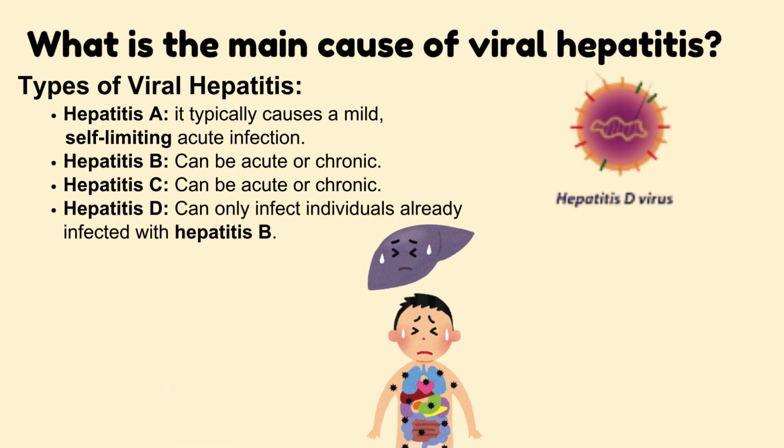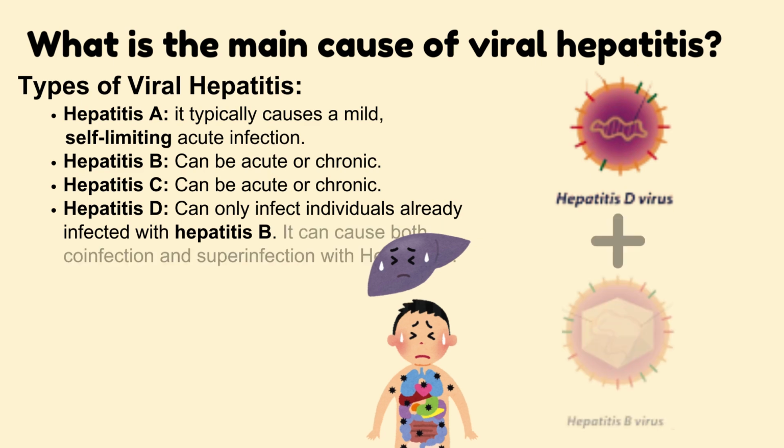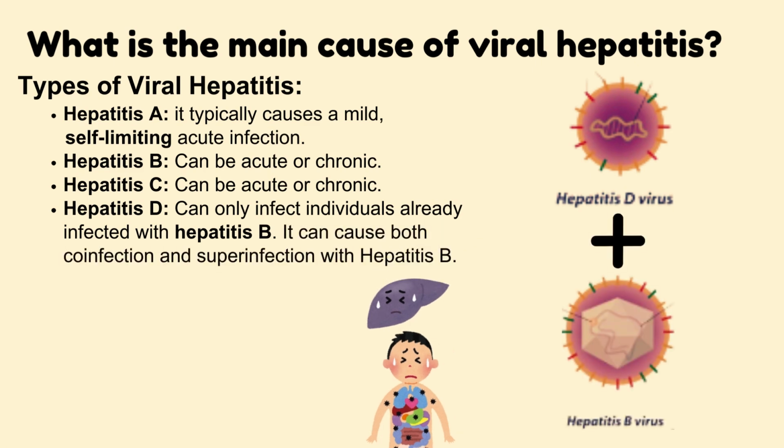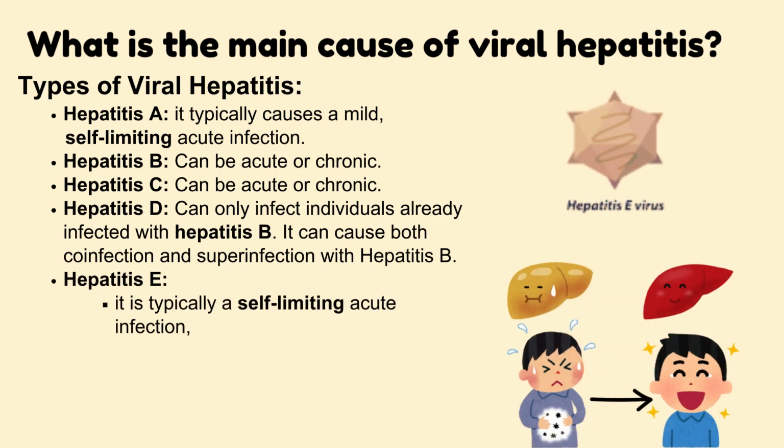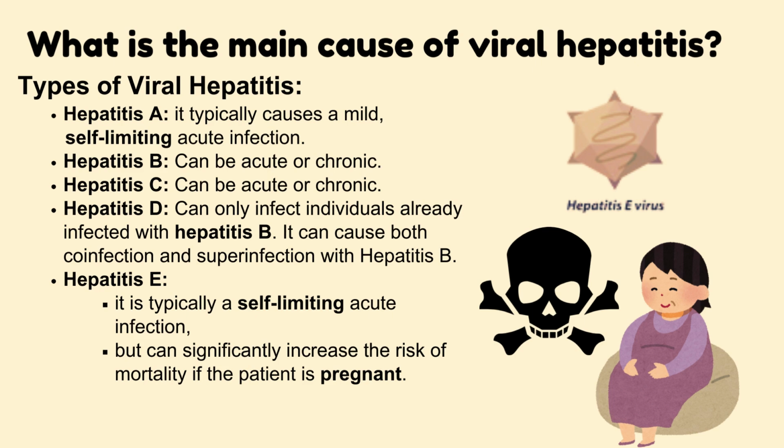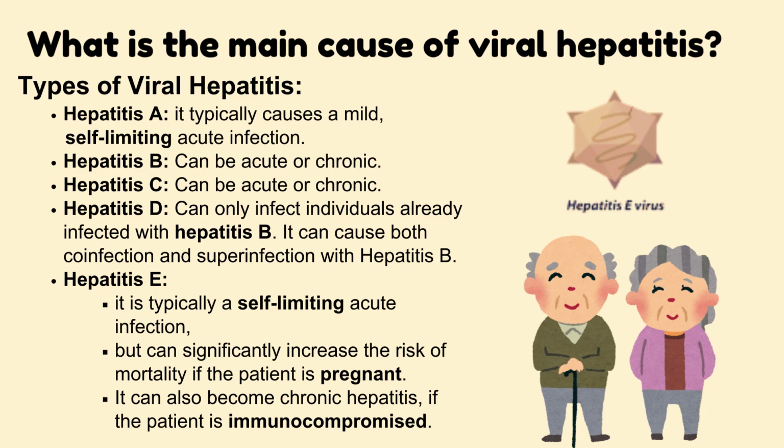Hepatitis D can only infect individuals already infected with hepatitis B. It can cause both co-infection and superinfection with hepatitis B. Hepatitis E is typically a self-limiting acute infection, but can significantly increase the risk of mortality if the patient is pregnant. It can also become chronic hepatitis if the patient is immunocompromised.